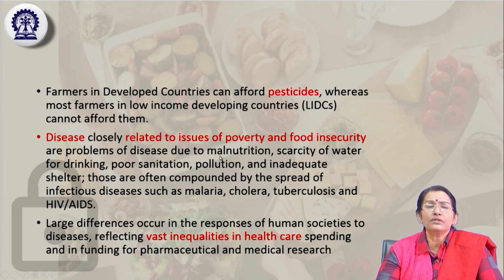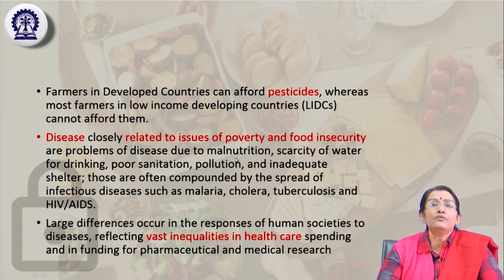Moreover, disease is closely related to poverty and food insecurity. Rural and disadvantaged people become the victims of different kinds of diseases because of poor nutrition, poverty and food insecurity. That is also because of the scarcity of clean, safe drinking water, or poor sanitation, or pollution, or inadequate shelter, etc.